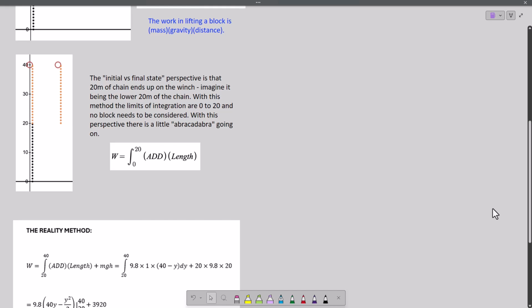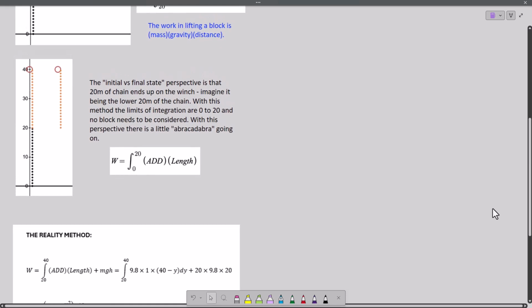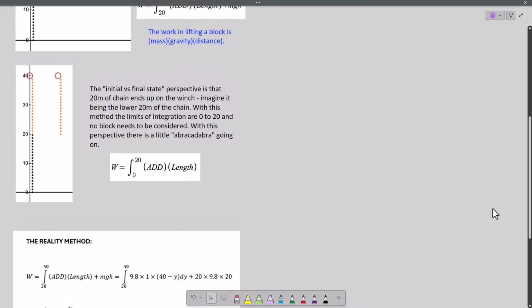And what this method shows, which I was calling the initial versus final state method, is this: we've got these 20 links that are hanging, and in the end you end up with 20 meters of links hanging anyway. You could imagine some alternative universe where you just took the bottom 20 meters of chain and lifted it up to the top, and left the top half hanging. So there's the initial state and the terminal state, but you could imagine just lifting these ones, and you get the same exact answer.